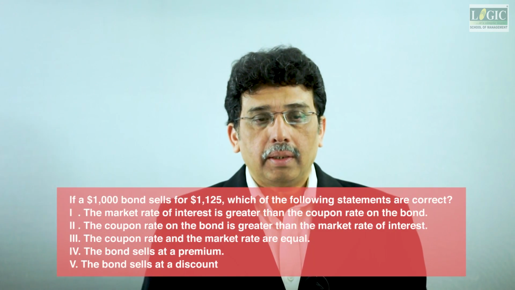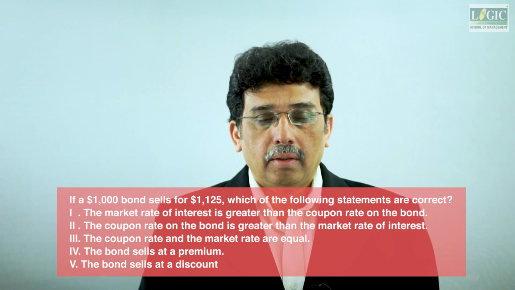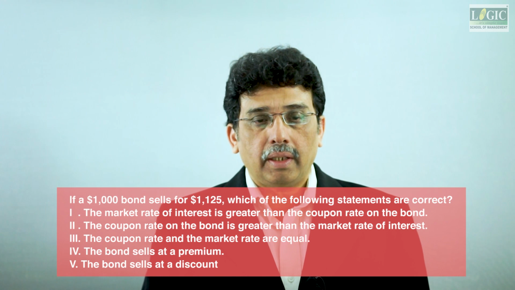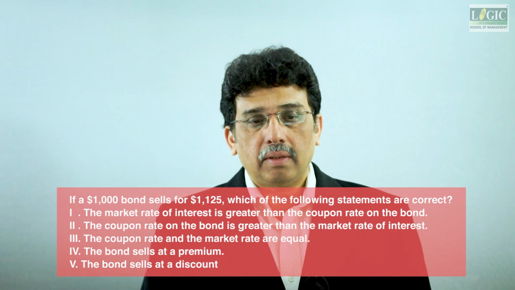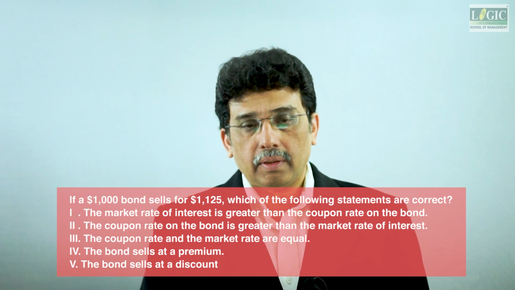Now let us apply these concepts which we just now studied to a multiple choice question here. Question number 40: the $1,000 bond sells at 1,125. Which of the following statements are correct? First is the market rate of interest is greater than the coupon rate of interest. So is this right or wrong?